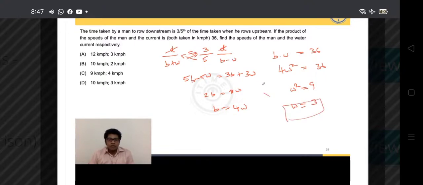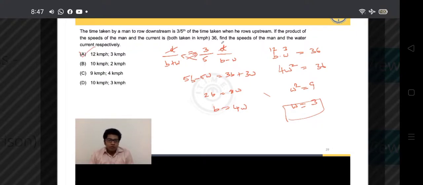Okay, so when W is 3, what is B? It is 12. Now what is the question? Find the speeds of the man and water current respectively. 12 and 3 is our answer. So choice A will be our answer. That's it. Okay.